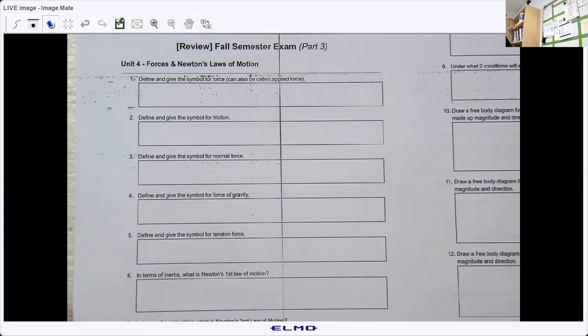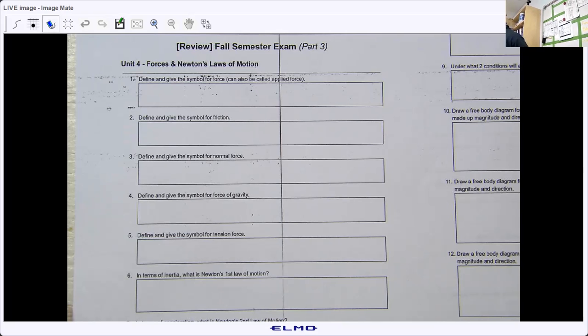And so if we wanted to define what these are, the applied force is the push or pull that's being applied to the object, right? When you're doing something to an object and you're trying to get it to change its motion, then it's going to be a push or a pull. That's the applied force. The force of friction is a force that opposes motion. So if you are pushing something to the right, then the force of friction is going to be to the left, right? It always opposes motion.